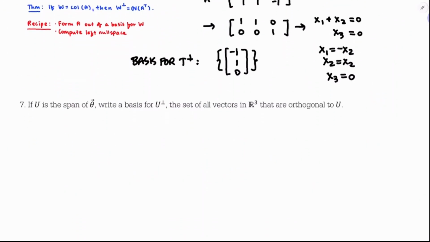All right, if U is the span of the 0 vector, write a basis for U perp, the set of all vectors in R3 that are orthogonal to U. Well, the span of 0 is just the 0 vector, and everything's orthogonal to the 0 vector. So I'm going to say a basis here would just be i, j, and k, the easiest one, because it's all of R3, the set of all vectors that are orthogonal to U.